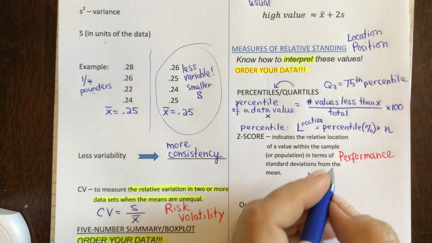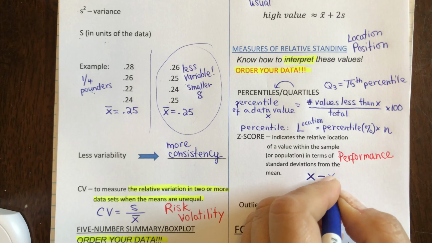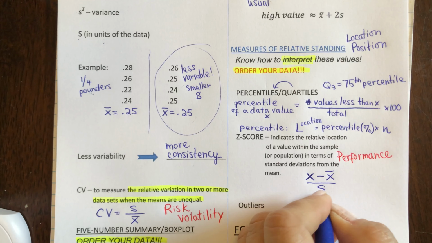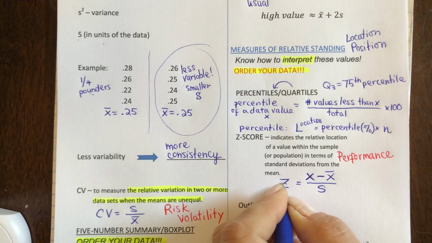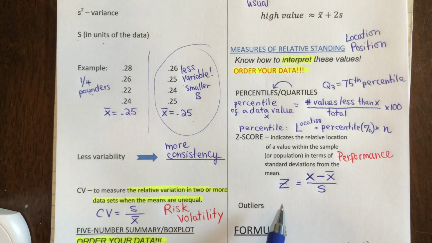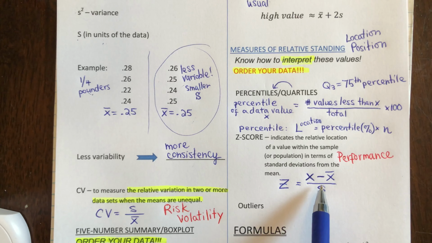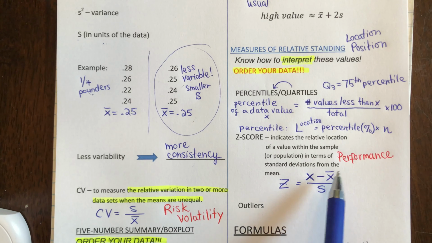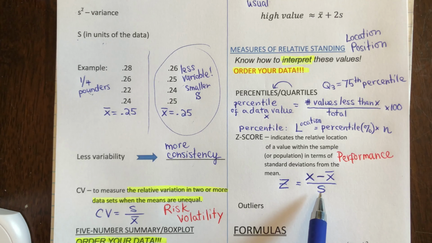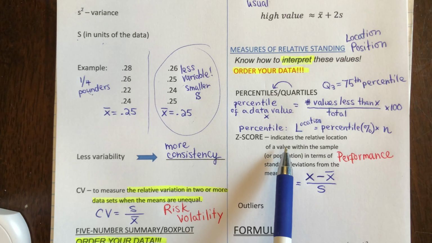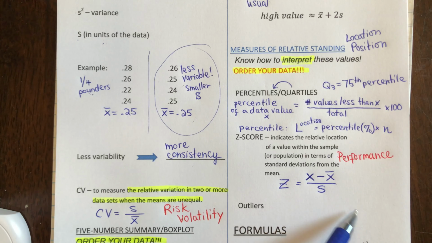So what you do is you take that particular value, you subtract off the mean for the data set and divide by the standard deviation. So you're rescaling your data so you can talk about how many standard deviations a value is above or below the mean. When the value is positive, you're that many standard deviations above the mean. When the value is negative, you're that many standard deviations below the mean.